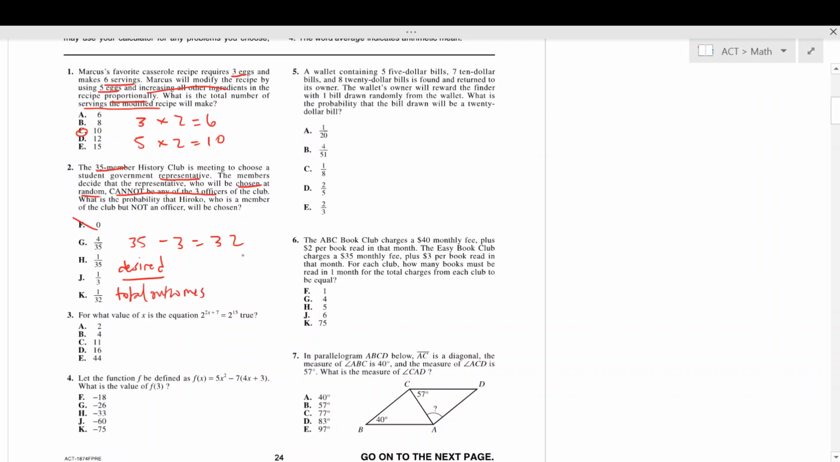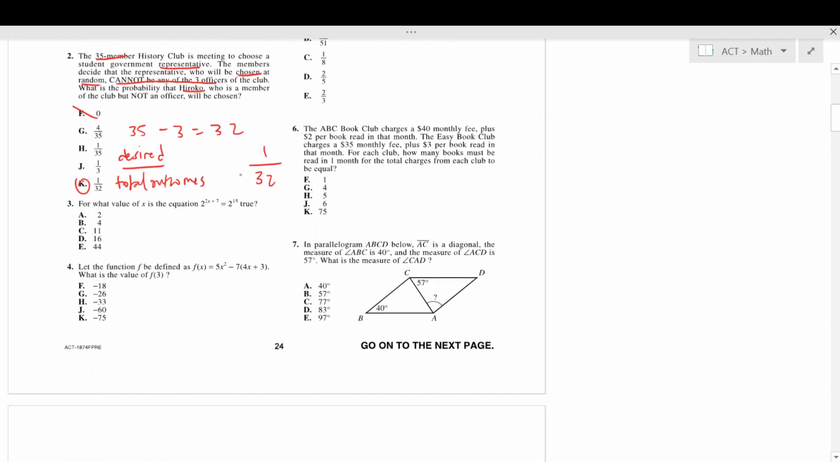So the total possible outcomes are 32 because there's only 32 people that can be chosen. The 3 officers don't count. And then there's only one desired person that we want. There's only one desired outcome. That desired outcome is Hirogo, that one person. So the answer would be 1 over 32.